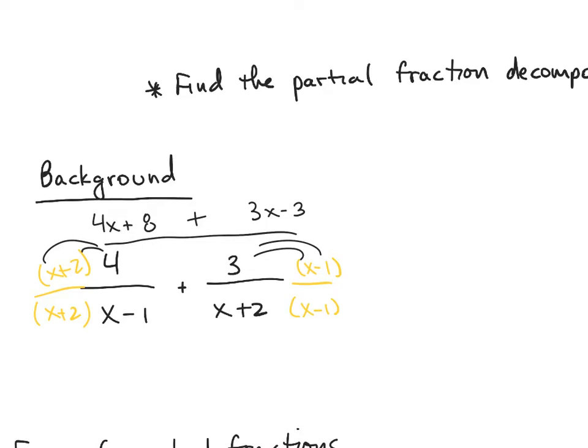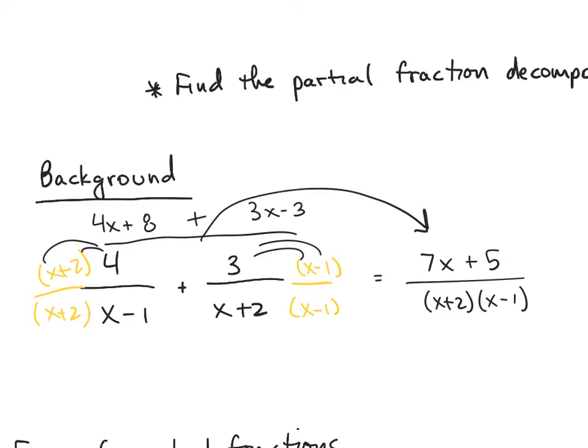And then if you combine those numerators, you get 7x plus 5, and your common denominator stays the same, x plus 2 over x minus 1. This is what you were taught in Math 1010. To take two separate fractions, or in this case rational expressions, and add them together into one single rational expression. So in essence, you went in this direction. What we're learning today in this lesson is how to reverse that process.